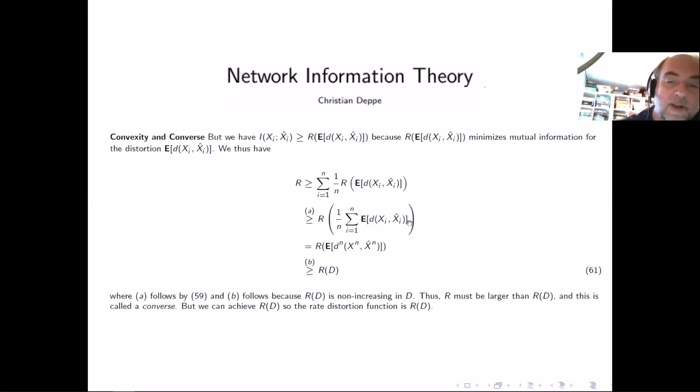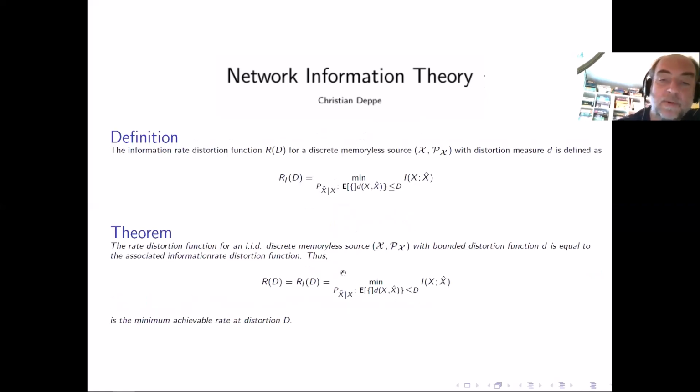If you look at this expression inside the brackets, this is just the expected value of d of xn and x hat of n. But this, we know, is less equal than D, and because the rate of D is non-increasing in D, in total we have that the rate is always greater equal than the rate of D. And so we have a real converse, because we know it's not possible to be better than our function R of D, for which we proved that we can achieve this.